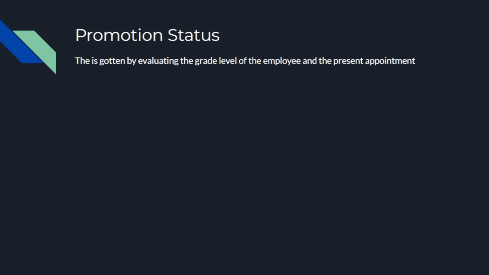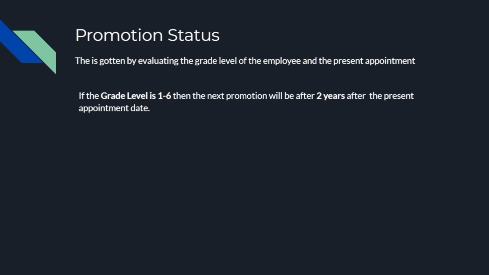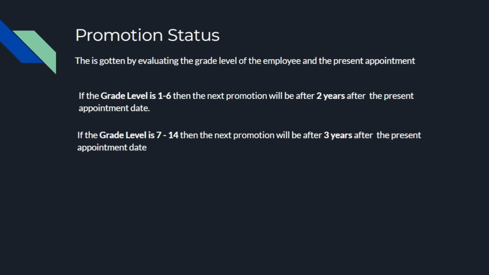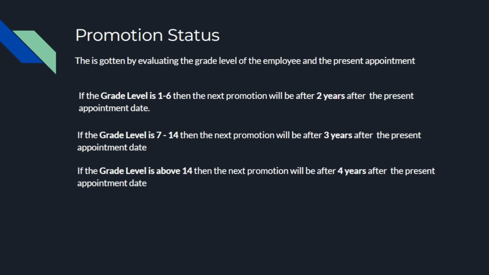This is gotten by evaluating the grade level of the employee and the present appointment. If the grade level of the employee is 1 to 6, then the next promotion would be 2 years after the present appointment date. If the grade level is from 7 to 14, then the next promotion will be 3 years after the present appointment date. What if the grade level is above 14? Then the next promotion will be after 4 years from the present appointment date.